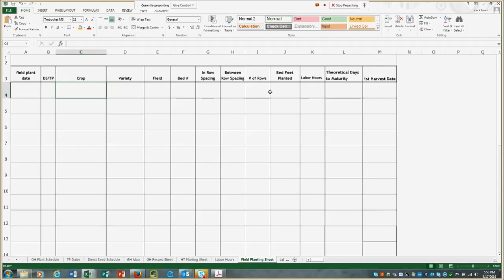The number of rows you planted, bed feet planted, the days to maturity, and your first harvest day. It's really important to keep track of this, because you can use this to, again, make adjustments in your master planting sheet. So it's good to physically write this information down, because later you can go back and make adjustments to the bigger master plan.